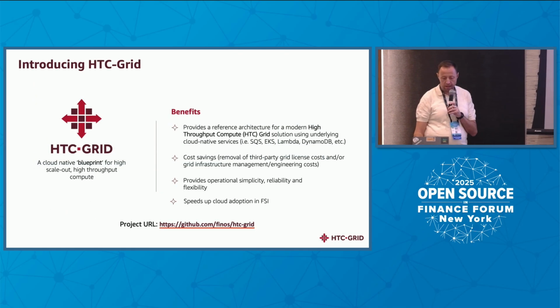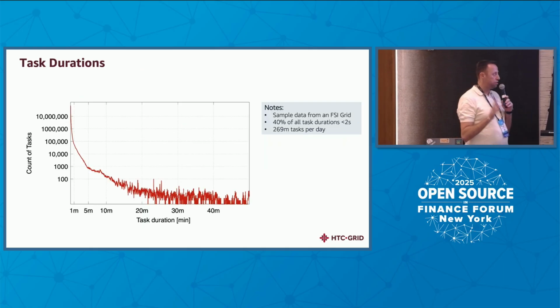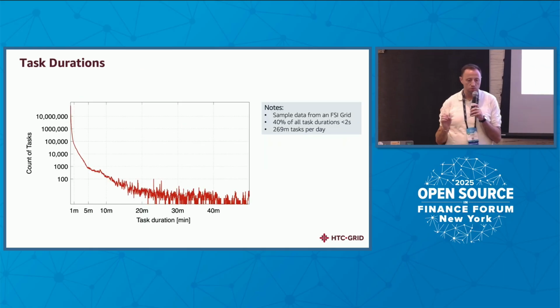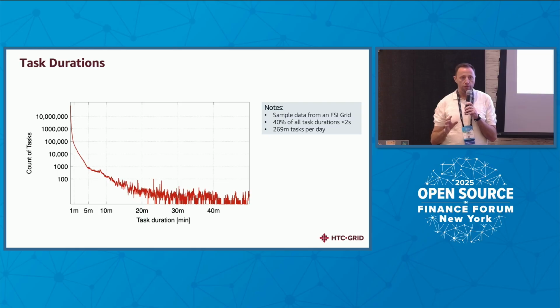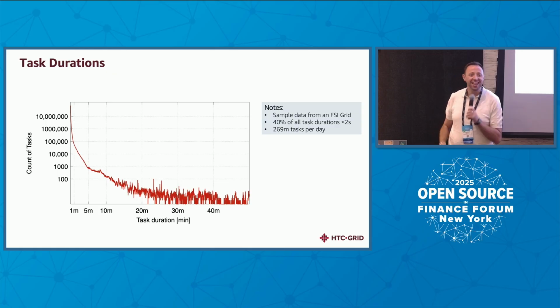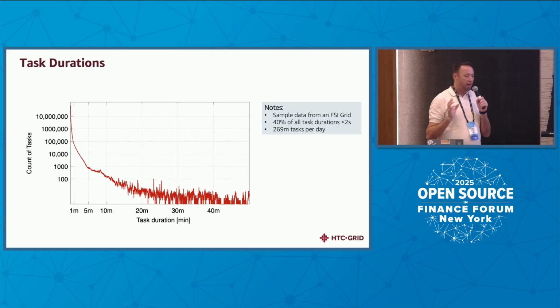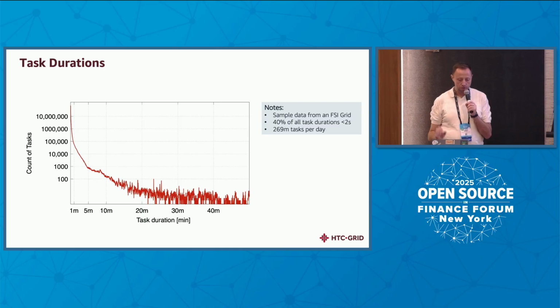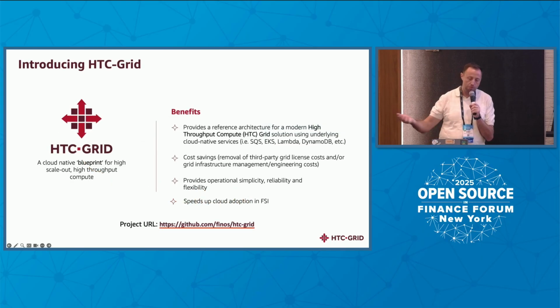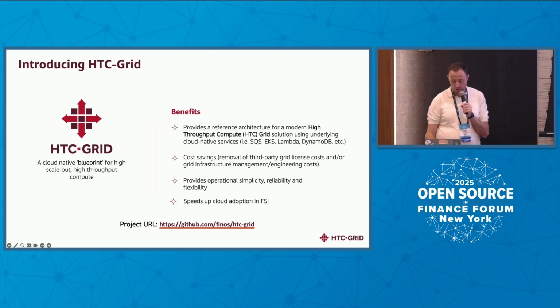And the reason for that is, if you look at the traditional risk workloads, there tend to be a lot of short-running tasks, but a large number of them, and a smaller number of long-running tasks. So because of this, we do have this high-throughput requirement for this workload. So HTC-Grid, high-throughput compute grid, was started with that in mind.